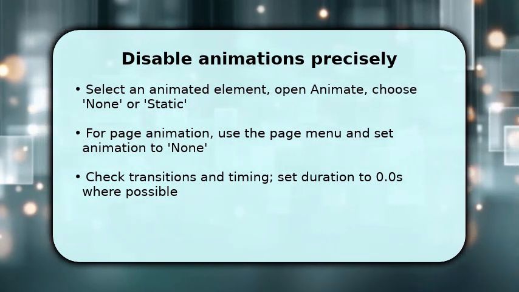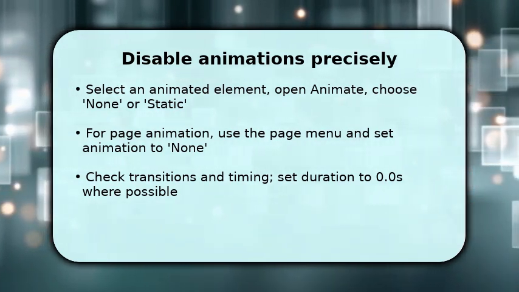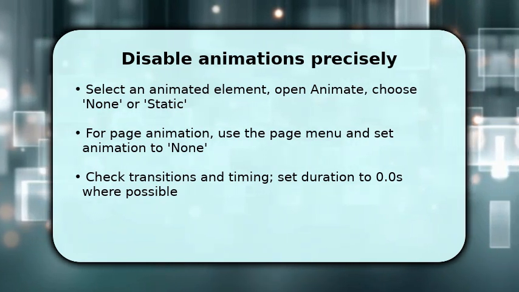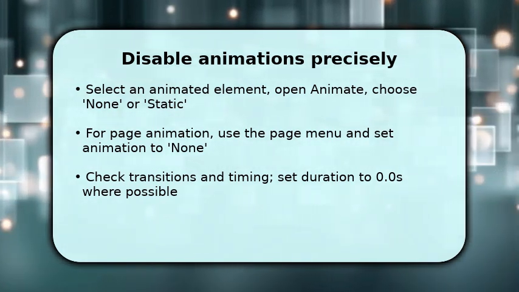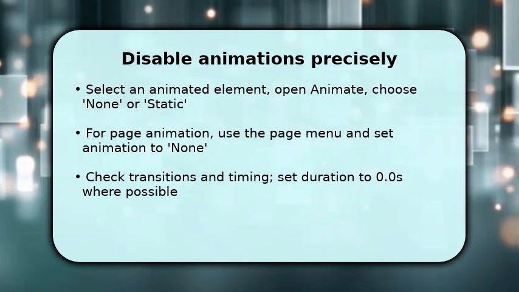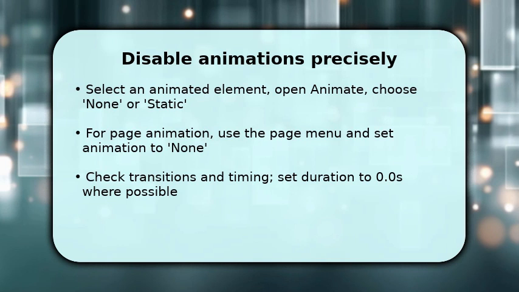Click an animated element, open the Animate panel, and choose None to stop element motion. This prevents entrance and emphasis effects. Then click the page background or use the page menu to set page animation to none, removing slide level movement.